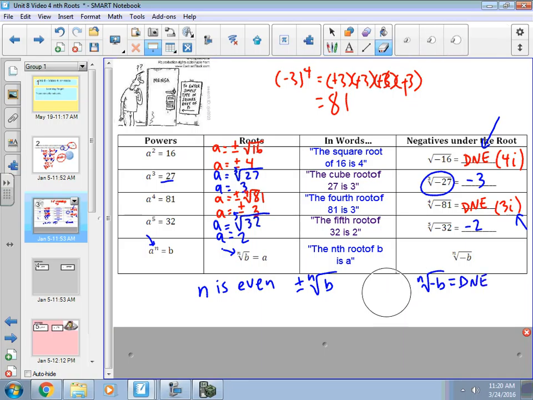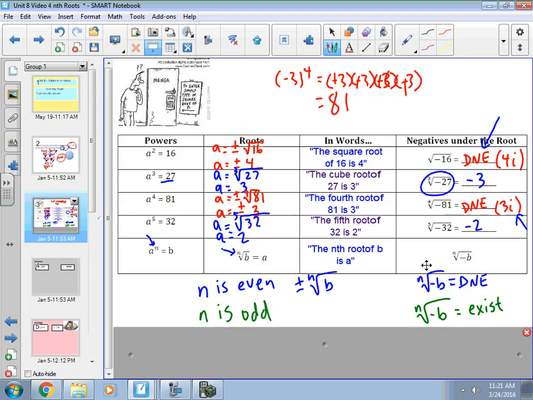if it's even. Okay, what happens though if n is odd? Then you can do it. Notice that any of these odd ones you were able to do. So this will give you an answer. This does exist. Okay, but if you do it with a positive number, you're only going to get the one answer. You're not going to get plus or minus. There's just one solution if n is odd.